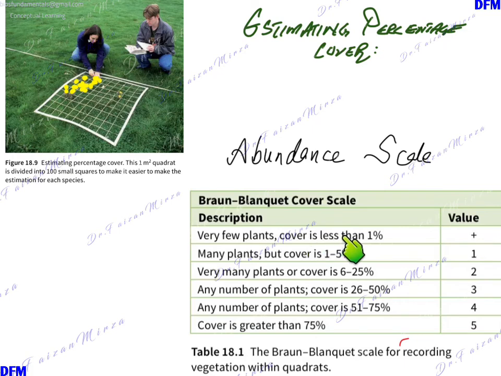When there are very few plants covering less than 1%, its value is just plus. If the cover is 1 to 5%, meaning 1 to 5 of these small squares have the organism, you will give the value of 1, and so on and so forth. Similarly, for example, if this red organism here is just present here, this is between 1 and 5%, so it is not more than that. So the score in this case will be 1. And for example, this blue organism that I've just marked as a dot happens to be there only in one of the squares, so the score will be plus.